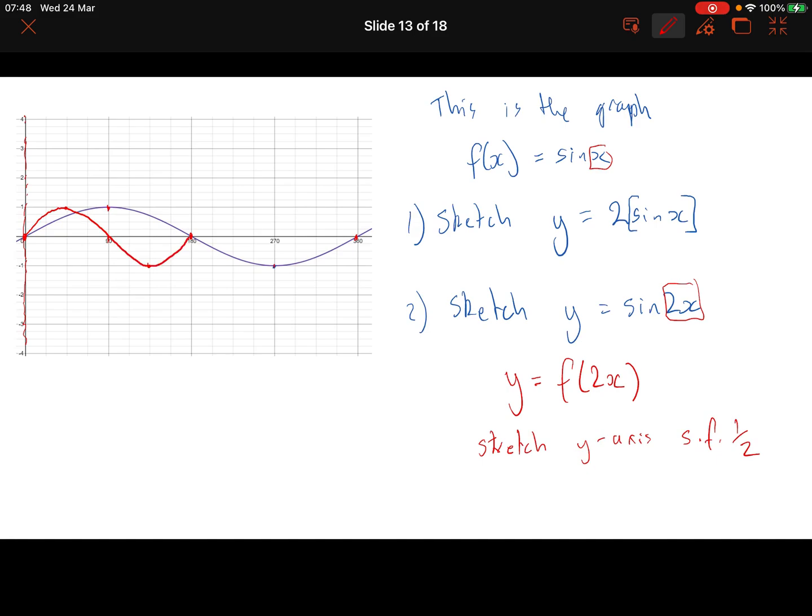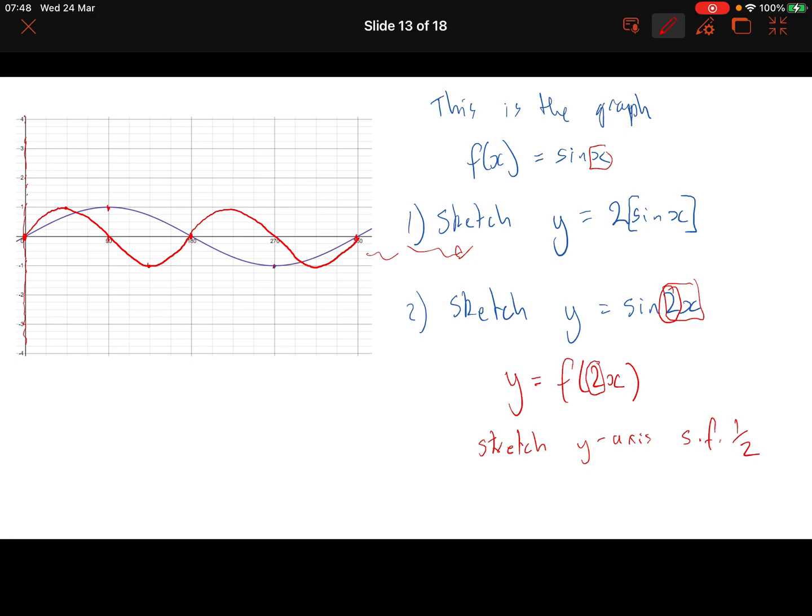But remember that the sine curve goes on forever. So you imagine you've got something over here that's also going to stretch in. So you're basically going to get this situation. Okay? So it's been squashed in. This 2 managed to squash it in rather than stretch it out. Because it's a female, it does the opposite of what you think.